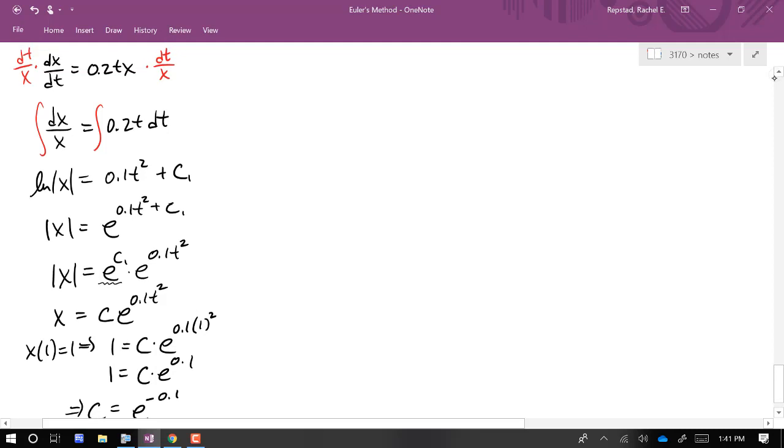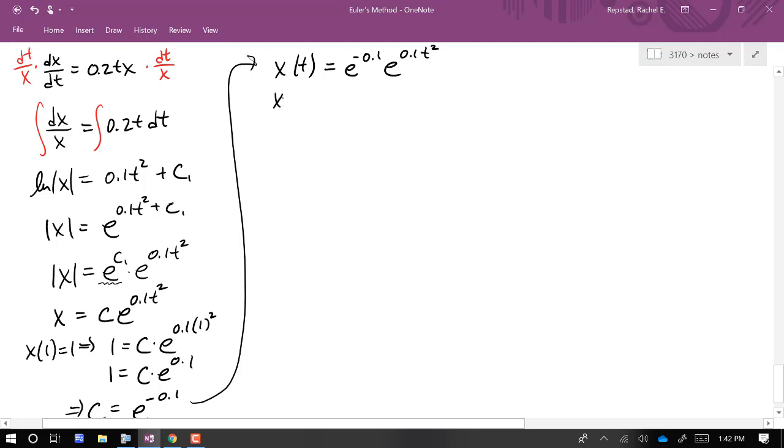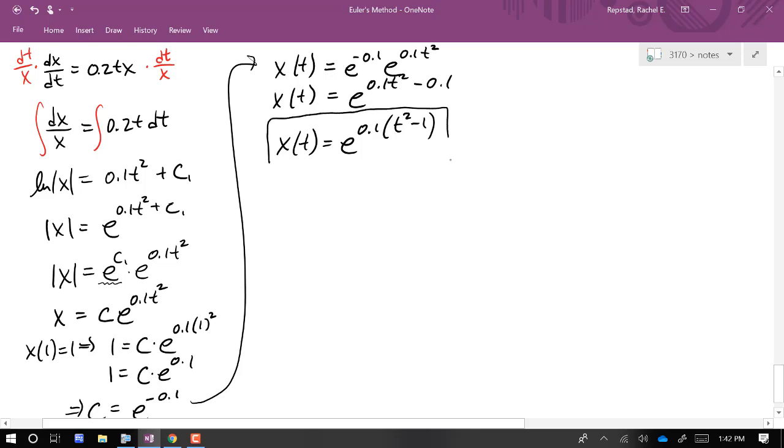Now we have that value c, which means we have our exact solution. x of t is e to the negative 0.1 times e to the 0.1t squared. I'm going to use rules of exponents to clean this up a little: e to the 0.1t squared minus 0.1, and I'll factor out that 0.1 in the exponent just for convenience. So there's my exact solution, the particular solution rather, by analytic means.